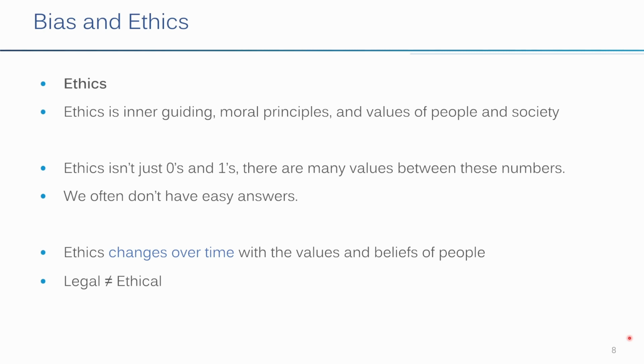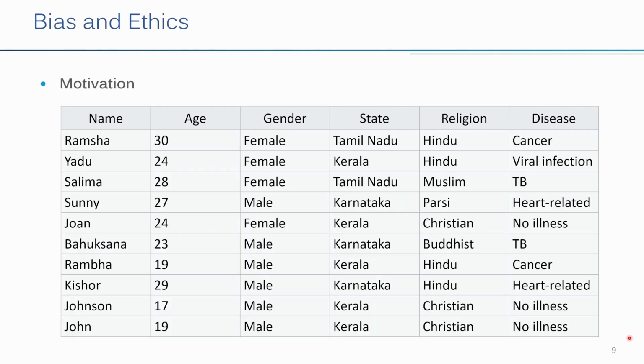Let me try to bring a more concrete example to this. So let's say we have this arbitrary table here with name, age, gender, state, religion, and disease. And from that, we have a certain number of elements, like this name right here, Yadu, 24 years old, female, she's from Kerala, religion is Hindu, and the disease is a viral infection.